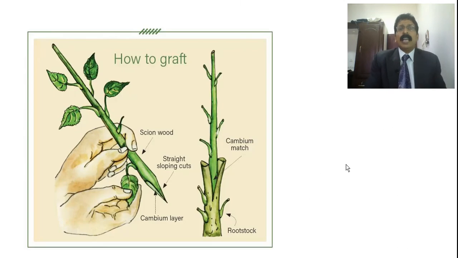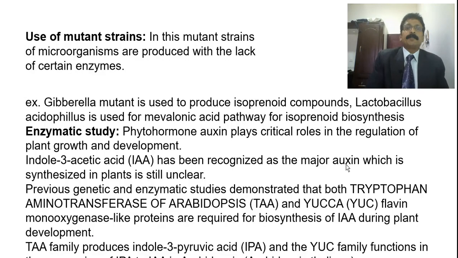And this is again a picture of how to graft. The scion wood and cambium have to be scraped sideways by means of a knife, and then it should be a sloping cut, and then it should be kept in the root stock, so that you will get the tomato in the Datura or Datura in tomato. This is only a plant example. All the plants can be done by means of grafting.